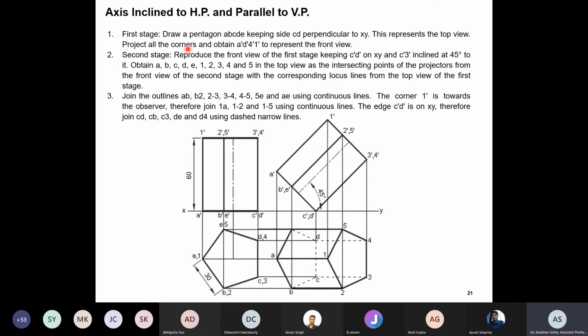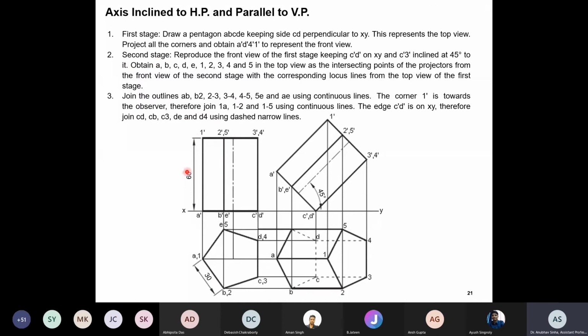We'll do it in two stages. First stage is this one. For the first stage, I will assume this one side to be perpendicular to XY. Okay, it is at an angle, but let us assume it is perpendicular, and we'll make the top view. Project all the corners and represent the front view. So first you make the top view. Top view is this. Project all the corners and make the front view. Now this front view will be taken care of in the second stage.